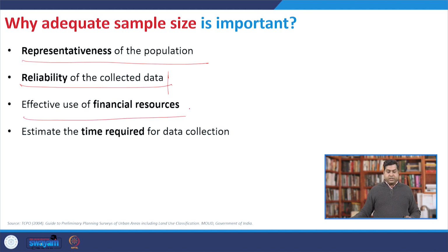Effective use of financial resources, because if you go for a higher number, say you go for 80% sample of a population, which may not be required for your study. Wherever it is required to test each and every person, that is a different thing. The mass scale sampling may be required at times, if you have one suspect, then probably you go for testing.